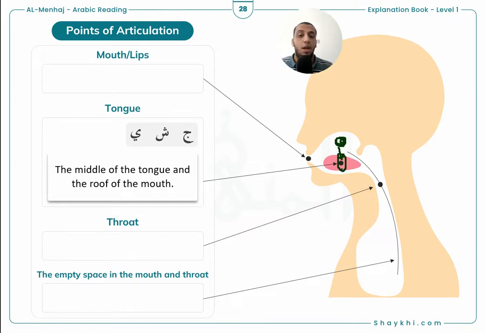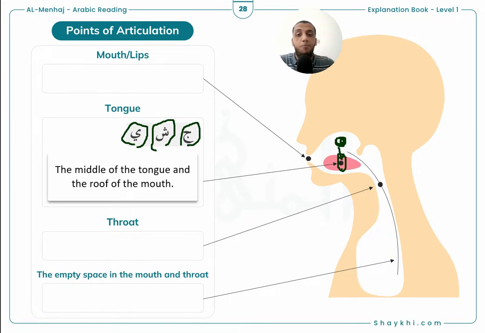So when the middle part of the tongue comes against the roof of the mouth, what lies opposite, one of three sounds might be pronounced, whether Jim, Sheen, or Ya. So when is a Jim pronounced, when is a Sheen pronounced, and when is a Ya pronounced?